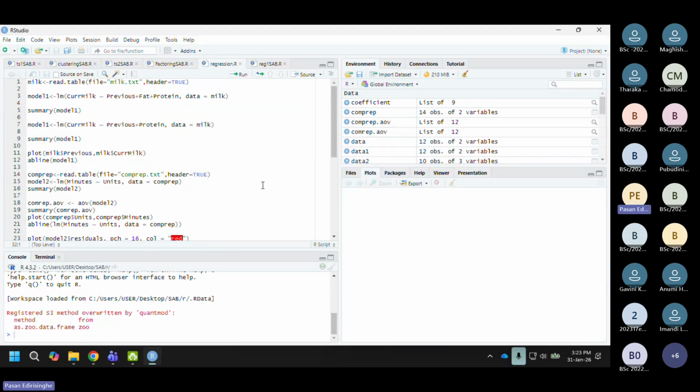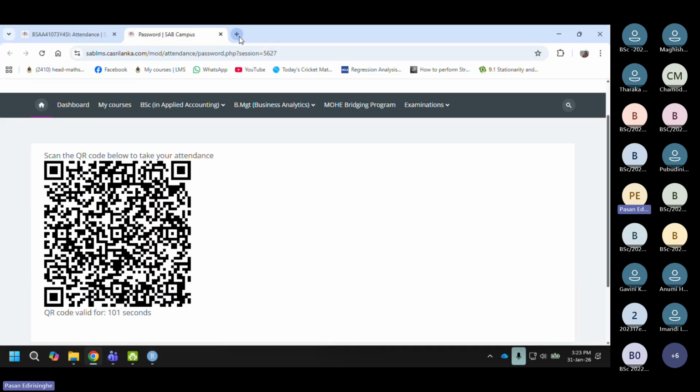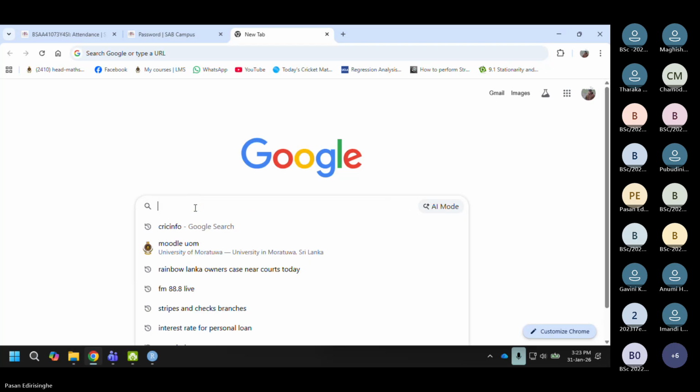So first of all, in terms of the R software, once you are installing it, the first thing you should do is install R, and then you have to install RStudio.